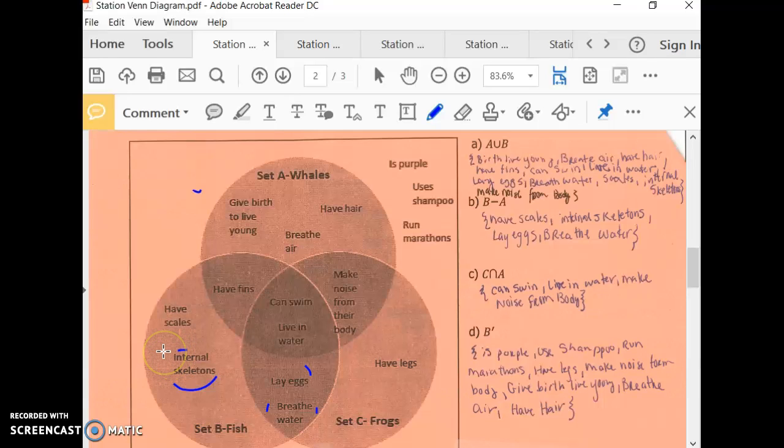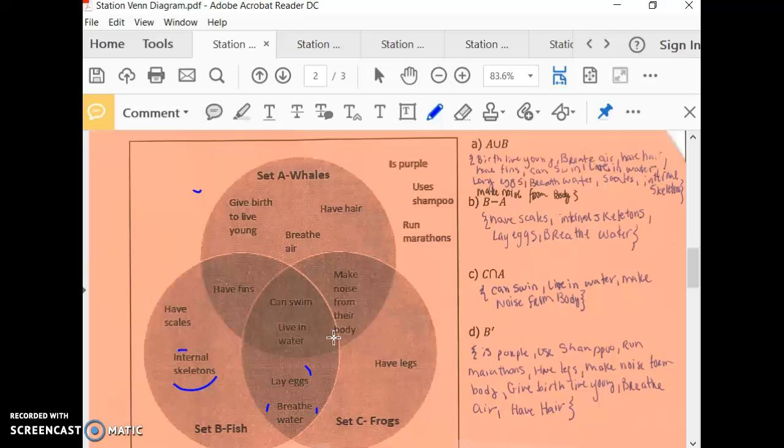Deep breath. B minus A, so here's all of B. I'm taking away A, which is this, so I got 1, 2, 3, 4. Have scales, internal skeleton, lay eggs, and breathe water. C union A, so here's A, here's C. The intersection has this, we got 1, 2, 3. Can't swim, live in water, and they make noise from their body.